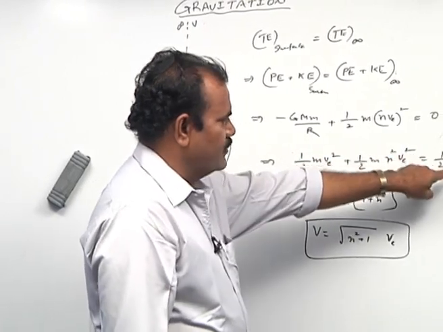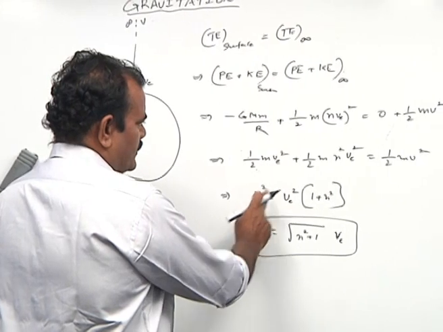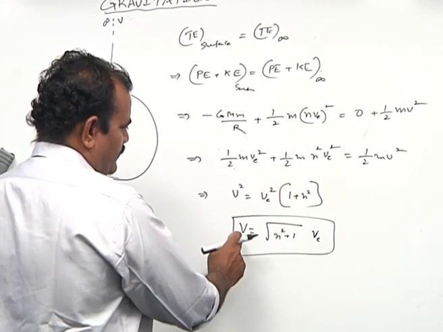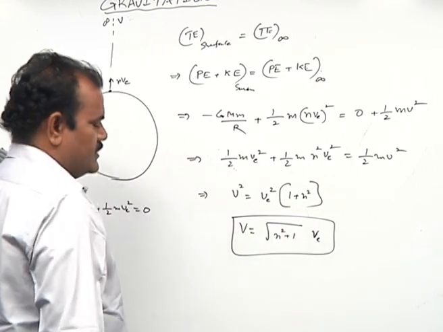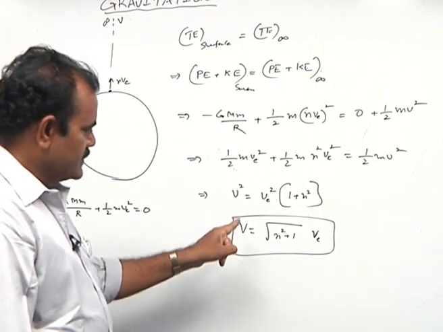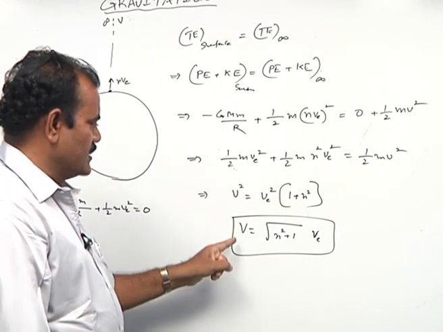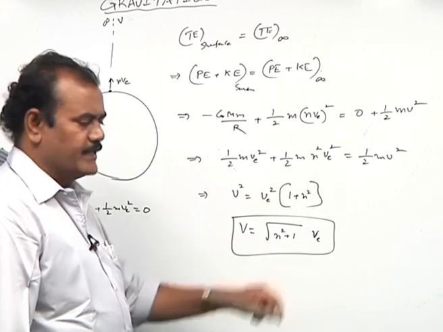Here you find v square, and taking v square common, n square plus 1. So v is equal to square root of n square plus 1, into Ve. That is the velocity of the body on reaching infinity: v equals square root of n square plus 1 into Ve.